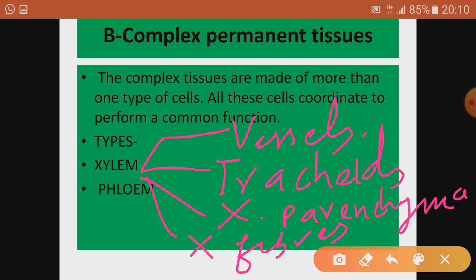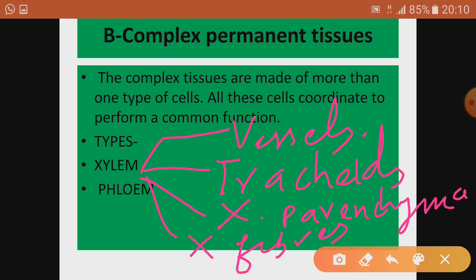xylem parenchyma, xylem fibers. And you will be amazed to see that all of these four cells are not the same. They look different, but they perform the function in coordination. They work together and they perform a common function. Same happens in the case of phloem also. Phloem is a tissue which is further made up of four different types of cells. Okay, and the cells we will study later on.